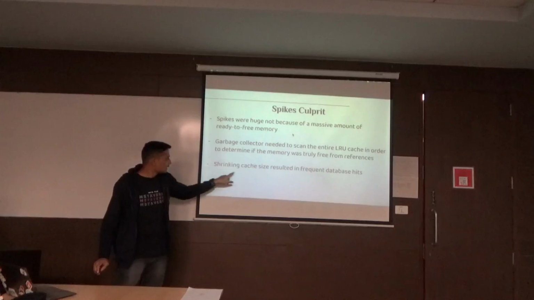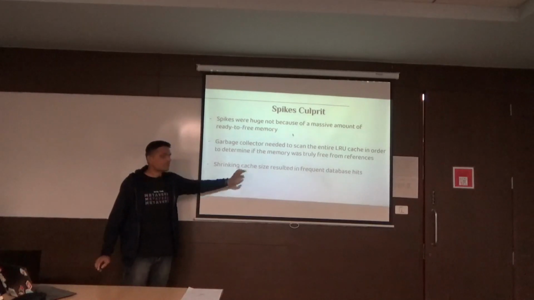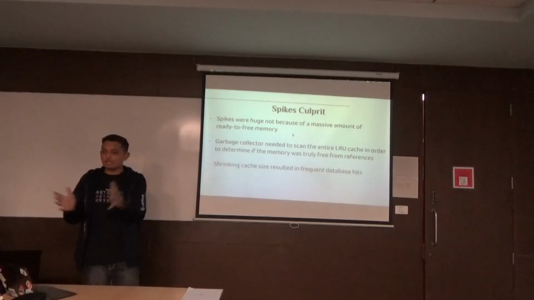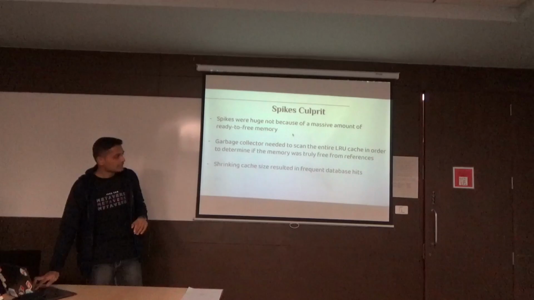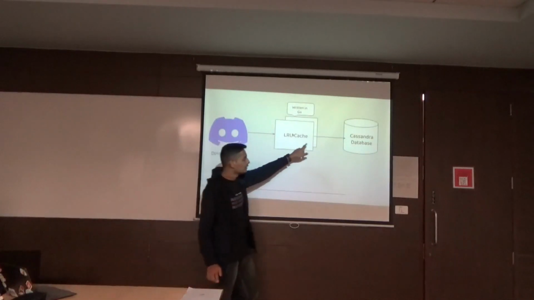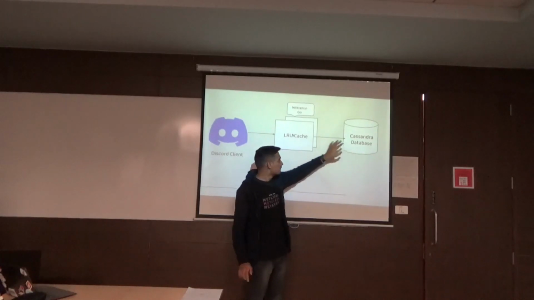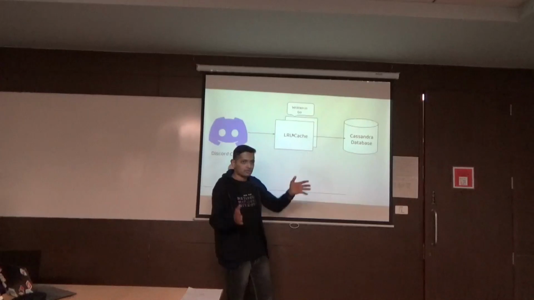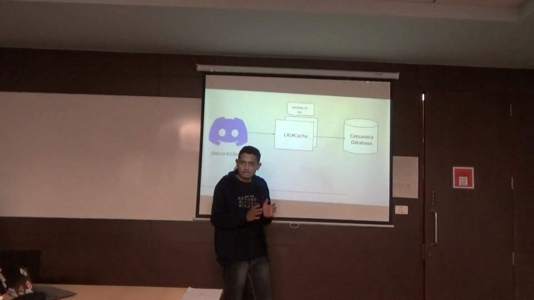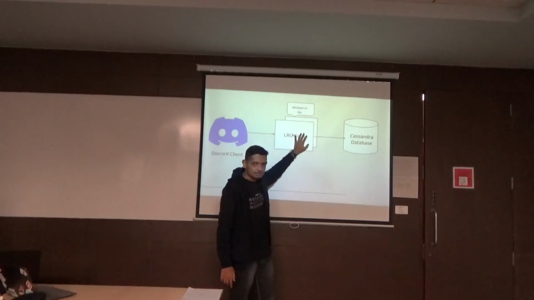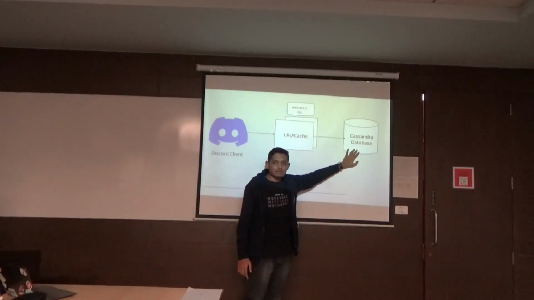So shrinking the cache size resulted in frequent database hits. What you can do is, it has to scan a big cache, so reduce the size of the cache. It has a small cache to scan. But the architecture is this LRU cache is synced with a Cassandra database. So if the cache is small, obviously there will be a cache miss. The data isn't present, so then you have to hit the database. So even if you have an explicitly built cache, the load on that database was increasing.